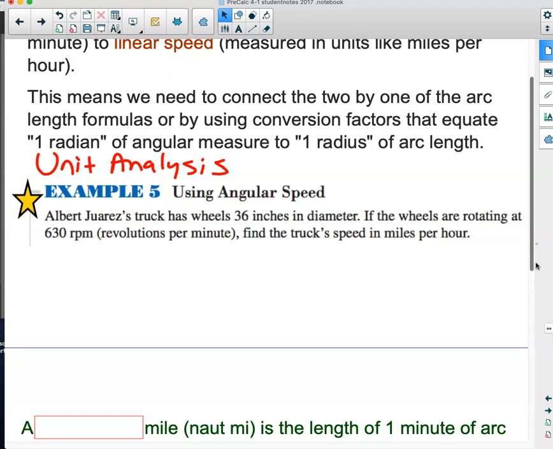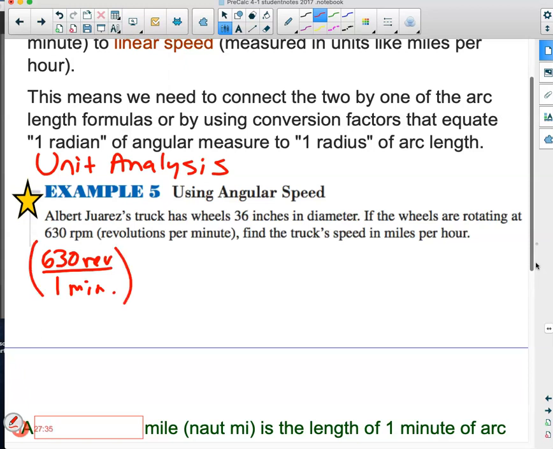So Albert Juarez's truck has wheels that are 36 inches in diameter. If the wheels are rotating at 630 RPMs, revolutions per minute, find the truck's speed in miles per hour. Whew! Where do we start? Well, they gave us some information. And there's one piece of information here that was just truly solid. There's no more thinking to do about it. And that is 630 revolutions in 1 minute.